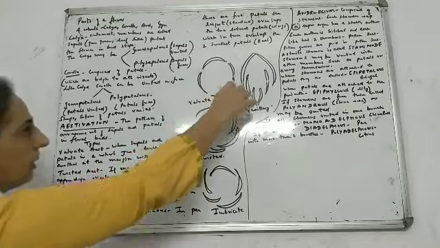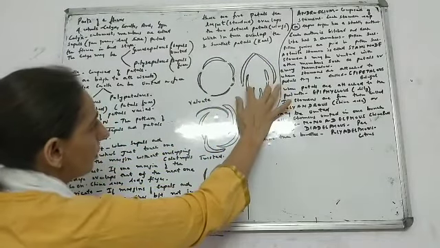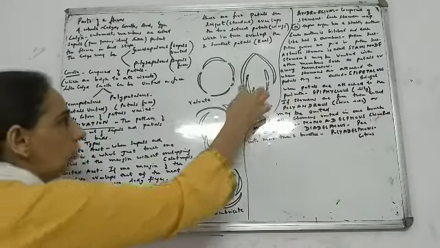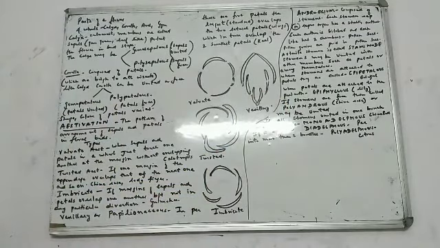So what happens in vexillary or papilionaceous estivation? This is the largest petal, we call it the standard petal. This overlaps these 2 petals, which are known as wings, and these wings in turn overlap these smallest petals, which are known as keel. So this estivation is what we call vexillary.